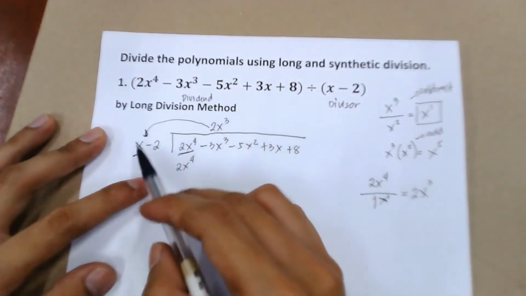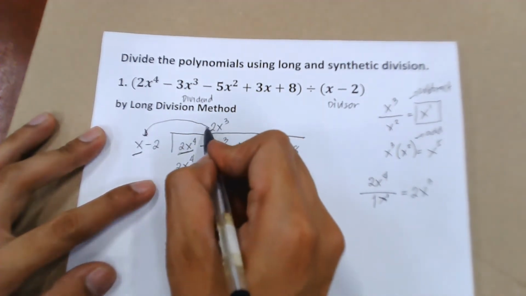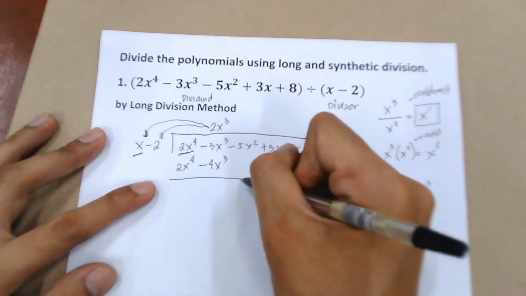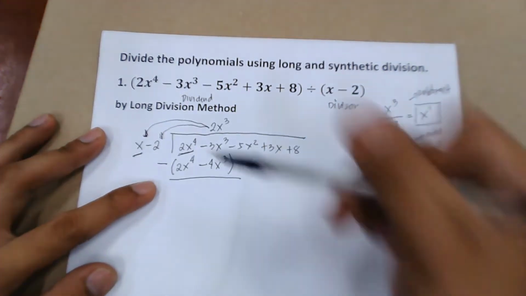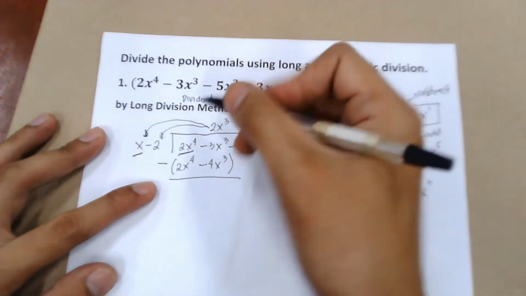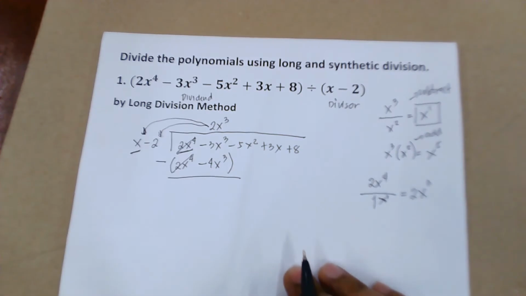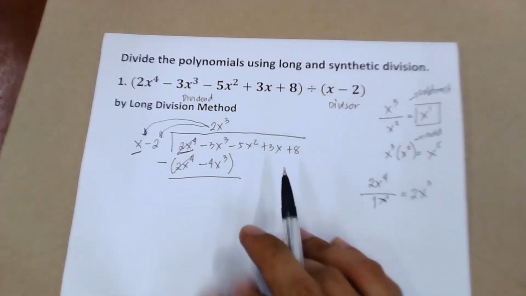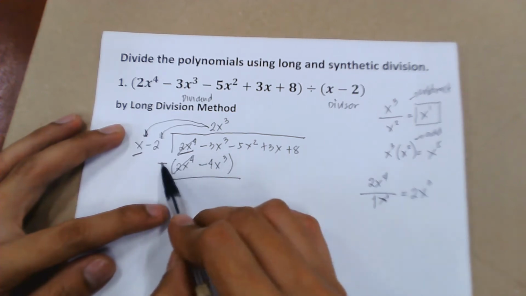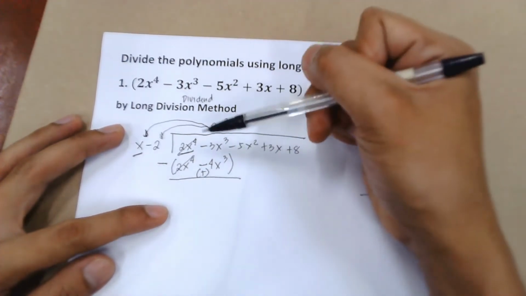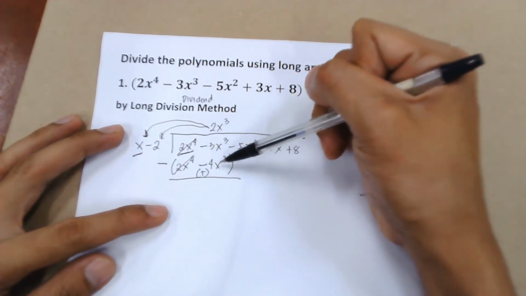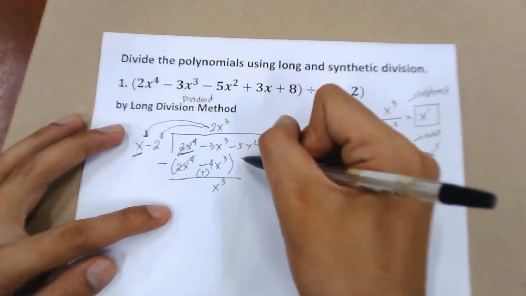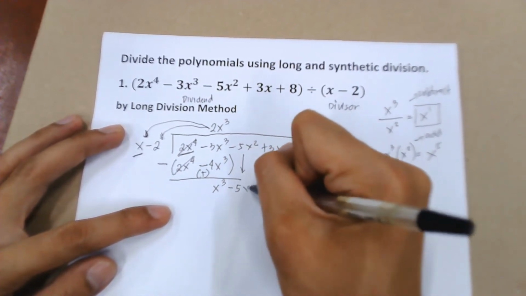Then 2x cubed times x, that is 2x to the power 4. Next, 2x cubed times negative 2, that is negative 4x cubed. After that, enclose, then subtract. 2x to the power 4 minus 2x to the power 4 is 0, so we cancel. Negative 3x cubed minus negative 4x cubed. We have two negatives here, minus and minus, that becomes positive. So negative 3x cubed plus 4x cubed is 1x cubed, or simply x cubed. After that, bring down negative 5x squared.